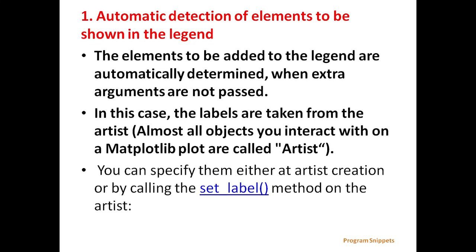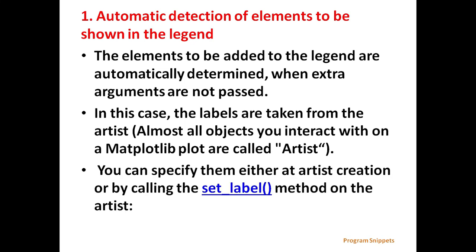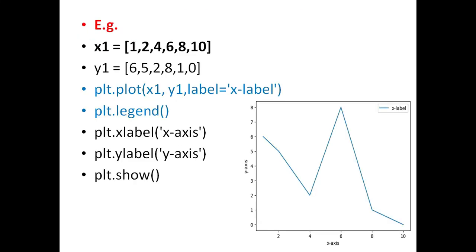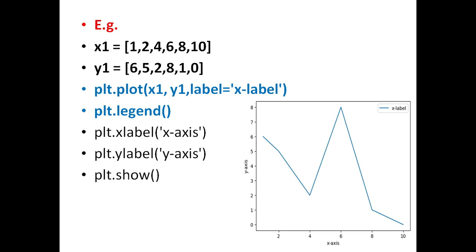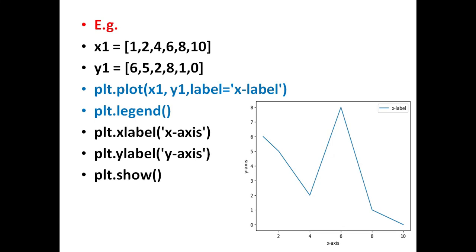In Matplotlib, almost all objects with which you can interact are known as artists. You can specify labels either at artist creation or by calling the setLabel method on the artist. For example, here we have created a graph with x1 and y1, and while plotting the graph, we'll create a label xLabel and we'll call the function legend with the plot. When we show the plot, it will add a legend xLabel on the plot.